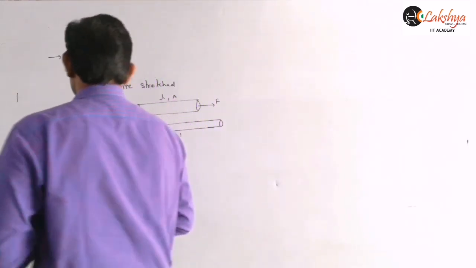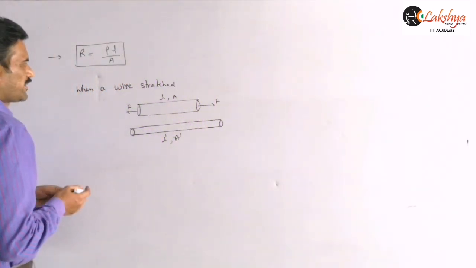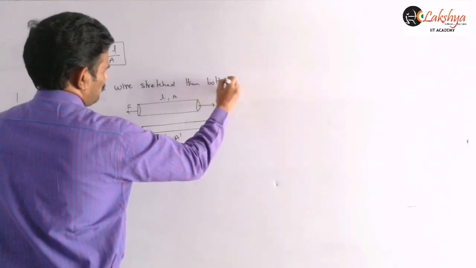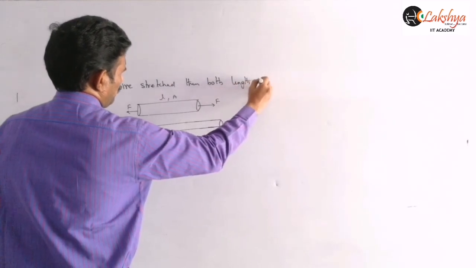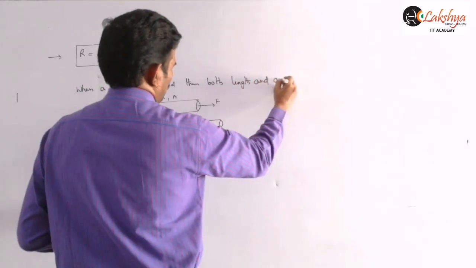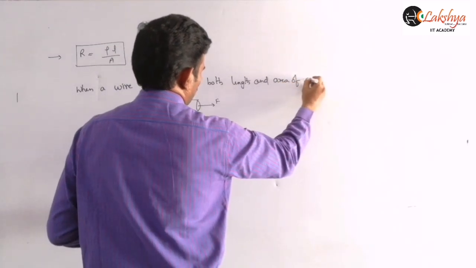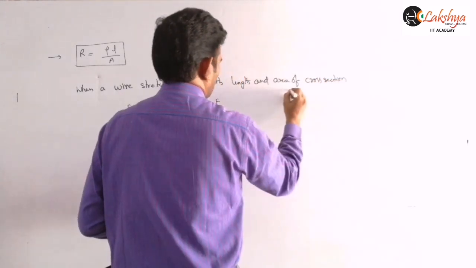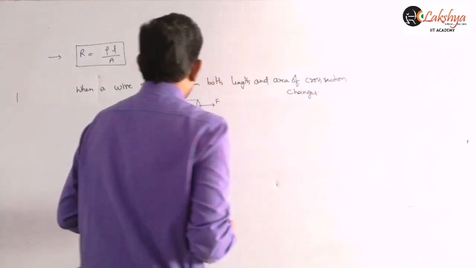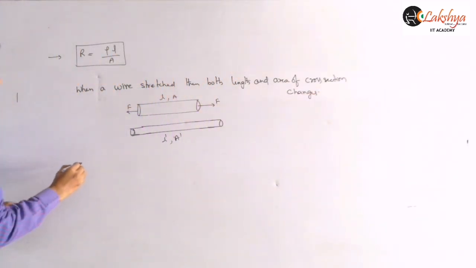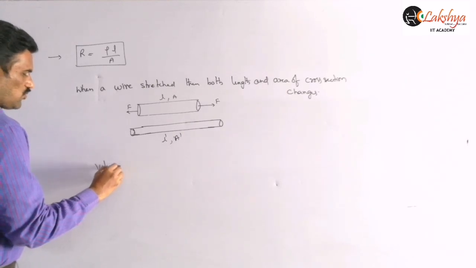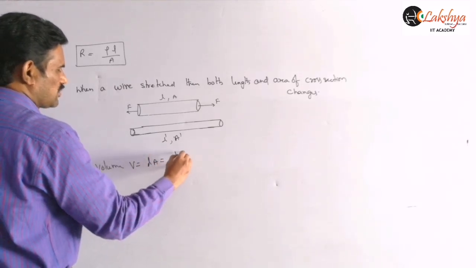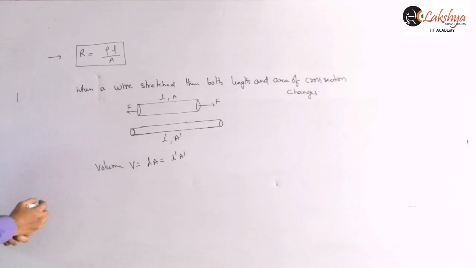So I can write this as, when a wire is stretched, then both length and area of cross section change. But volume remains constant. Therefore, the volume of the conductor I can write as L into A, which is equal to L dash into A dash. So we are just converting this equation here.